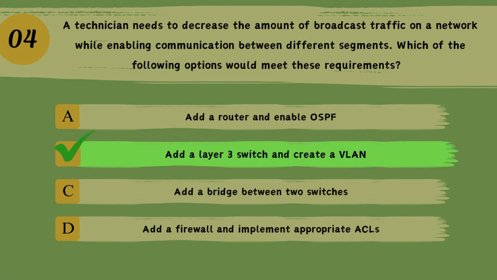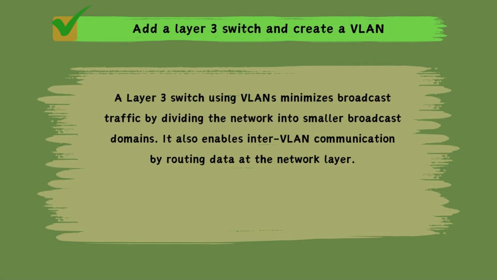Correct answer. B. Add a Layer 3 switch and create a VLAN. A Layer 3 switch using VLANs minimizes broadcast traffic by dividing the network into smaller broadcast domains. It also enables inter-VLAN communication by routing data at the network layer.